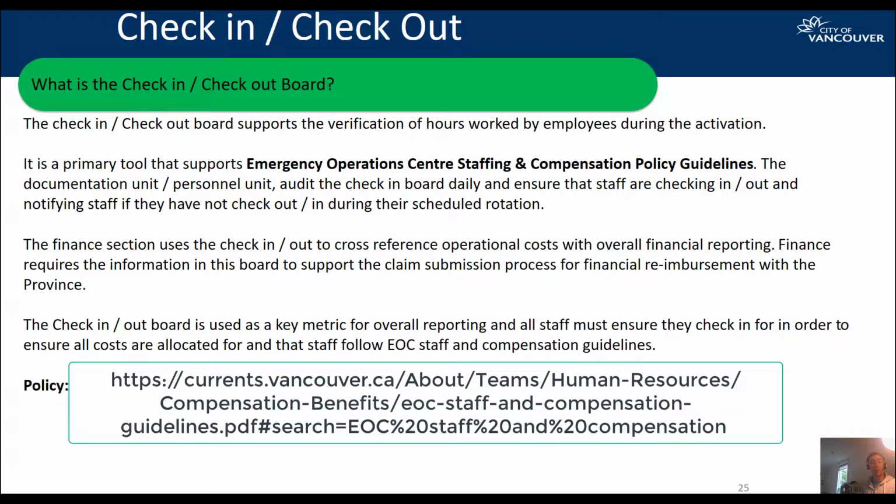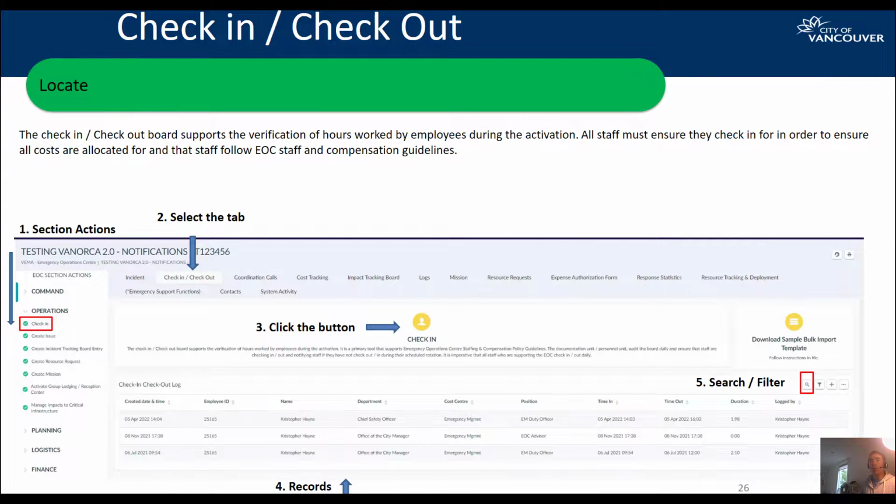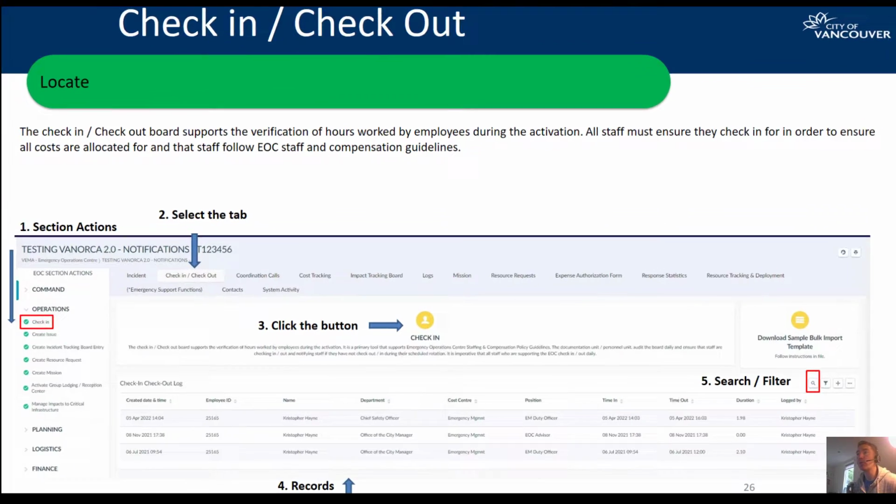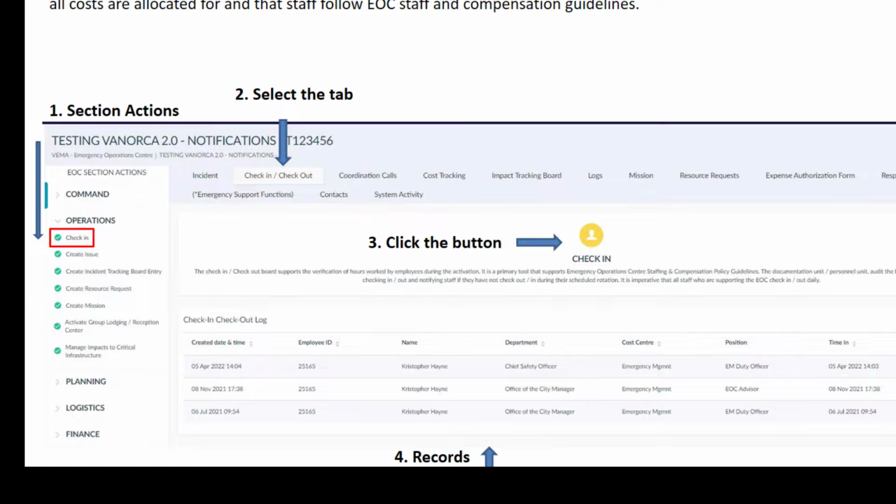It also helps to support an overall metric for reporting, and it's important that staff ensure that they check in daily. It is a tool that's used for our costs and, once again, for our compensation guidelines. The policy is accessible online through our policy pages. So how do you locate it? Well, if you log on to VanORCA, there is the check-in, checkout tab, and that will bring you to the check-in, checkout board.